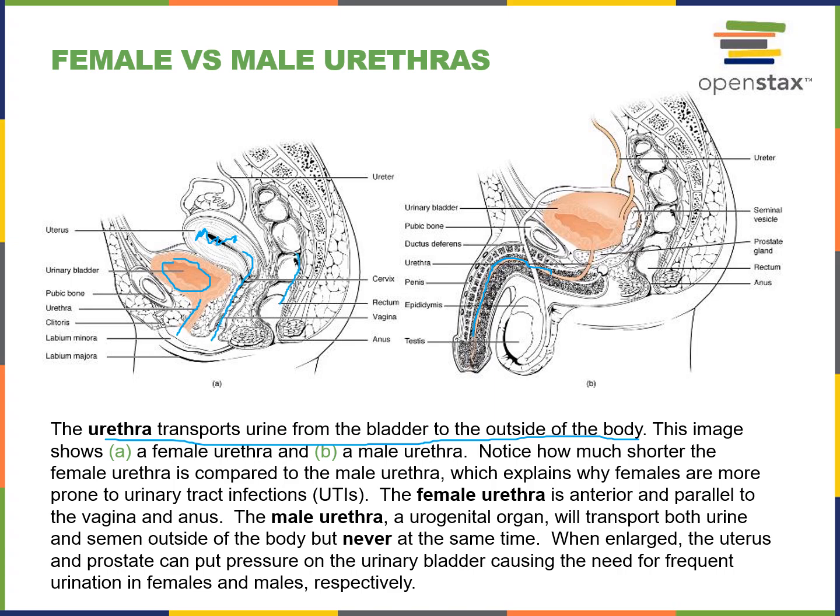Then here would actually be the digestive system, so that would be the anus right there. In males, we see that there is an anus, but there is no other opening. So this here is the bladder. The important thing to note is that the male urethra is longer than the female. It transports both urine and semen outside the body, but never at the same time.